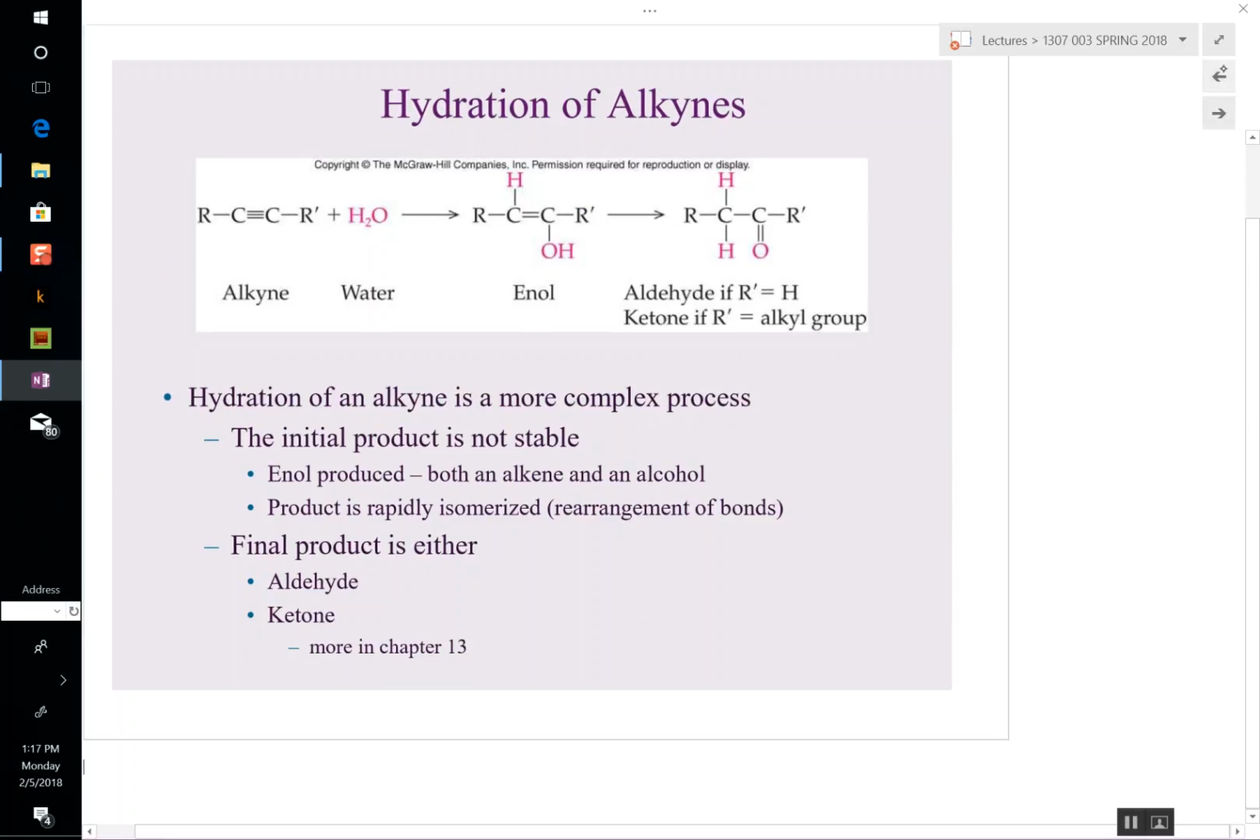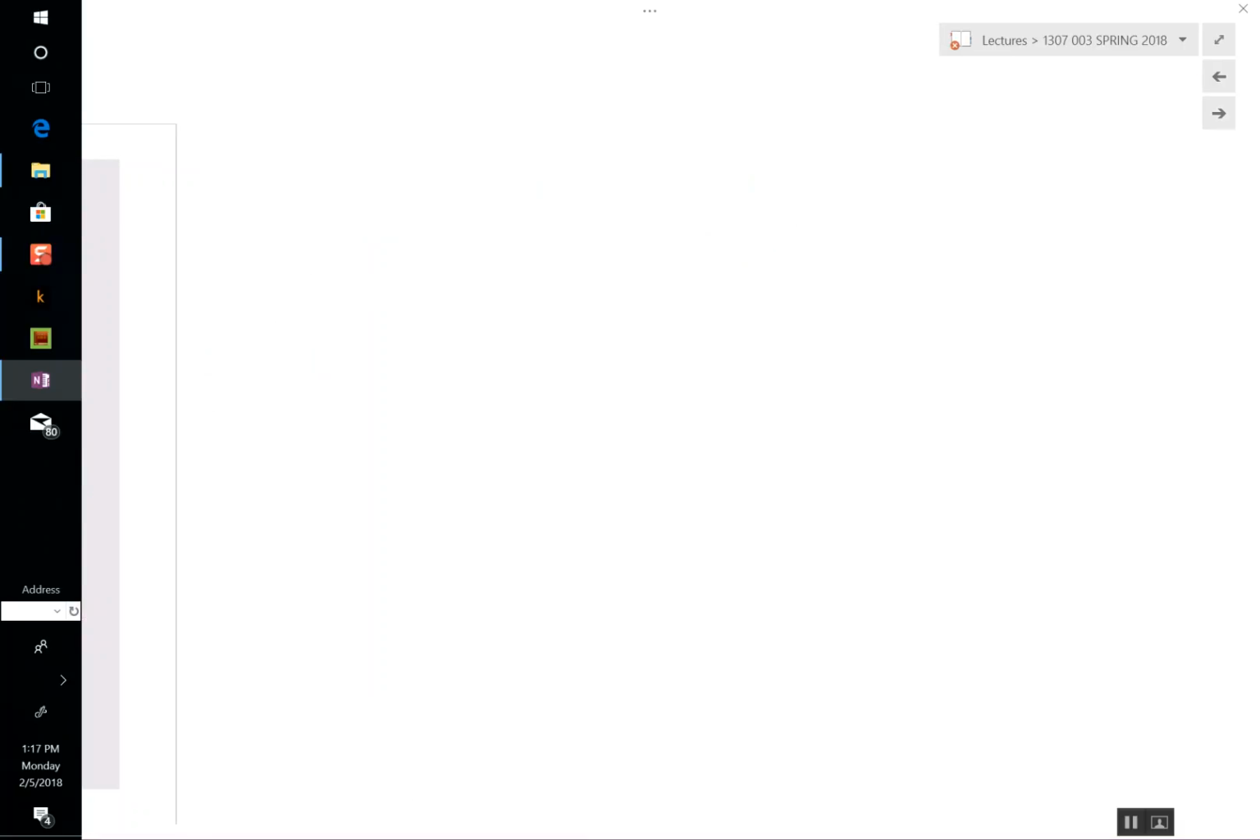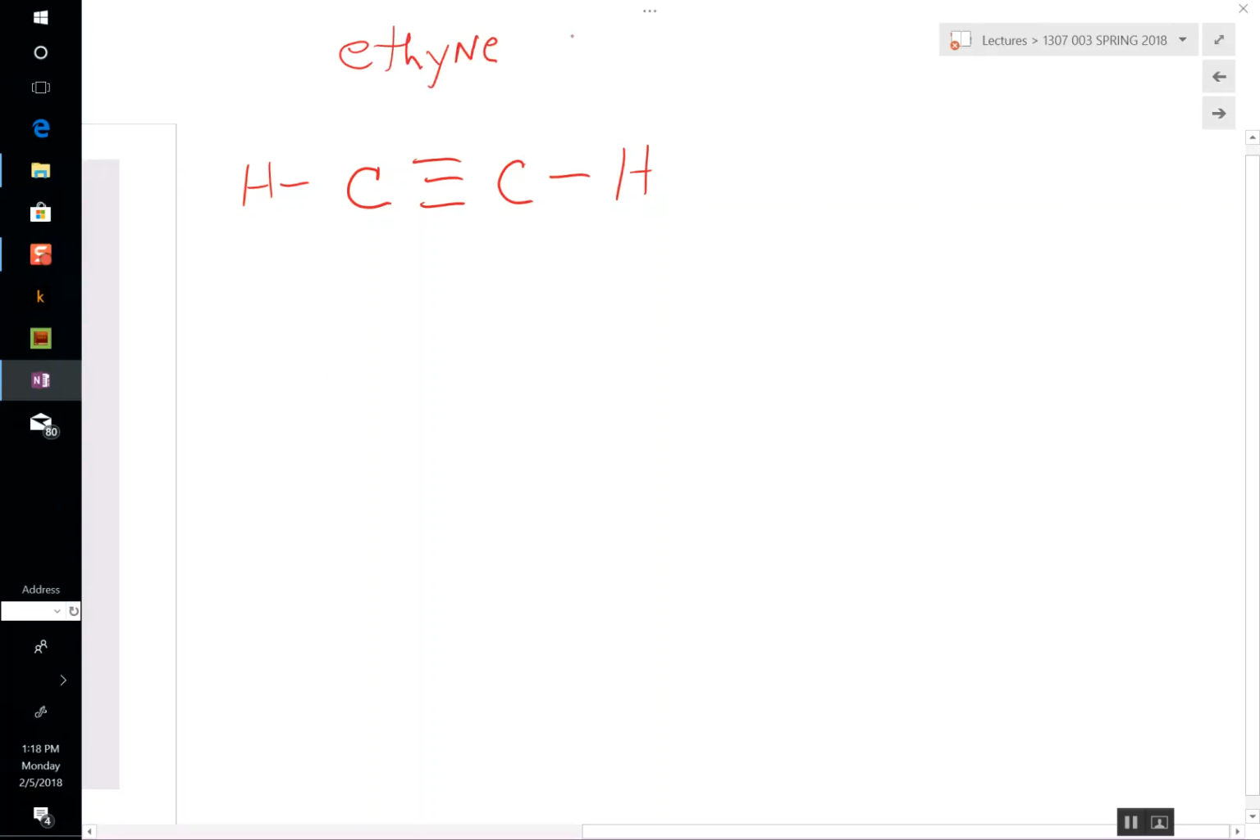Let's look at a couple of... Oh yeah, there's an enol. Let me just, since acetylene came up there, let me just mention quickly what happens with a triple bond. Okay, this is ethyne, or its common name is acetylene.